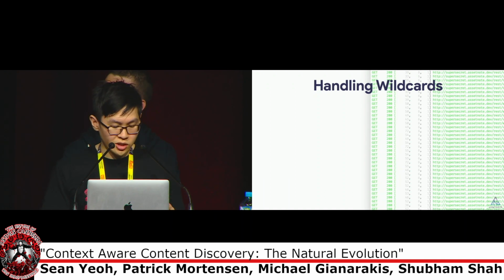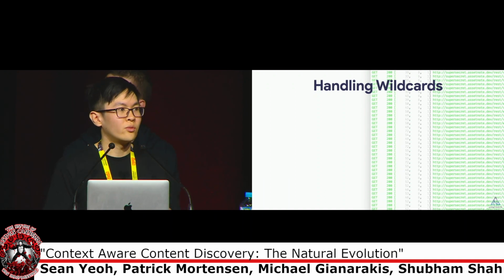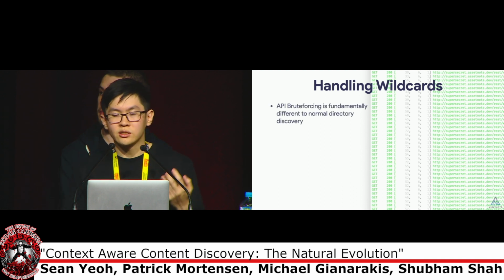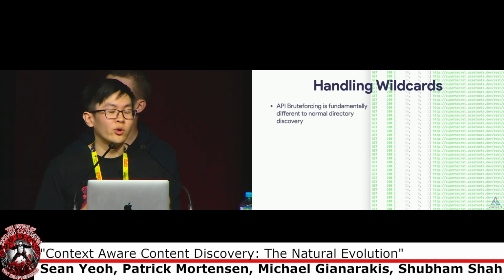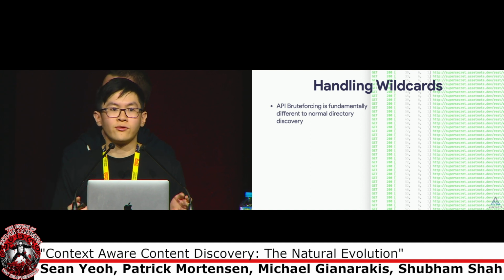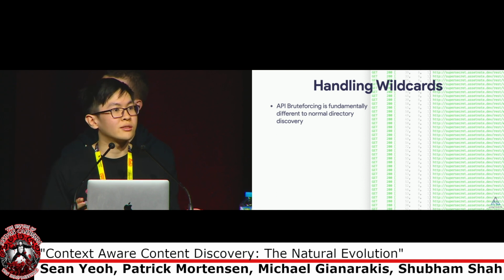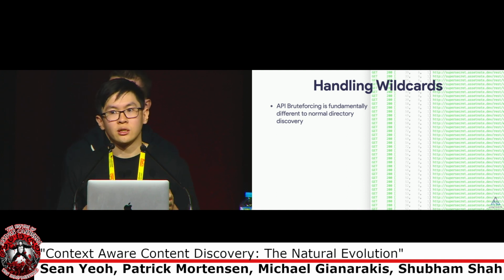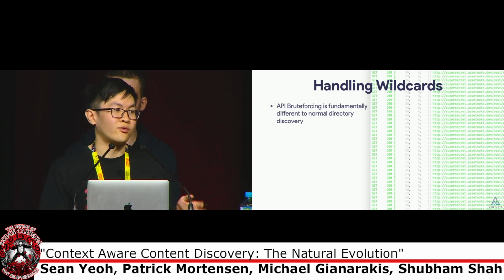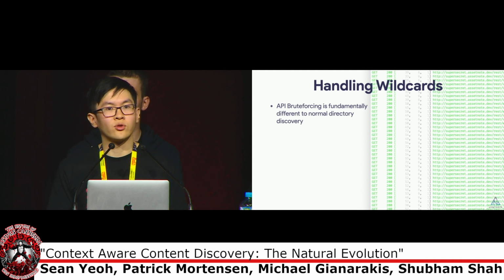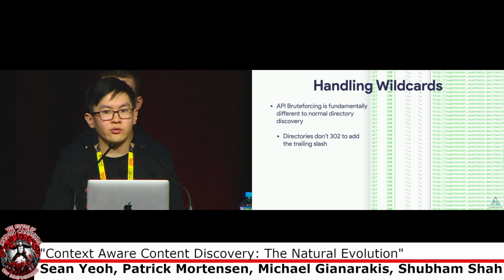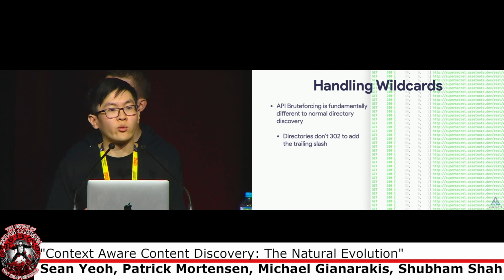So the second major challenge we had in engineering this tool was being able to handle wildcards. And if anybody's done some casual brute forcing before, the worst thing you can have is your output being flooded with a whole bunch of garbage requests. So as Mike previously explained, API brute forcing in this contextual aware environment is fundamentally different from normal brute forcing. You often have directories and web servers that don't respond the same way anymore.